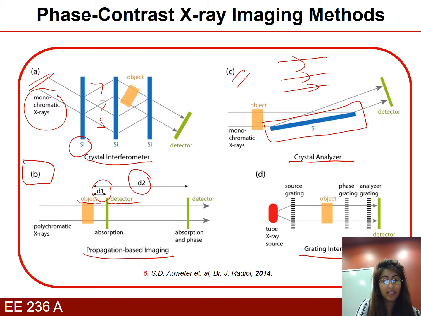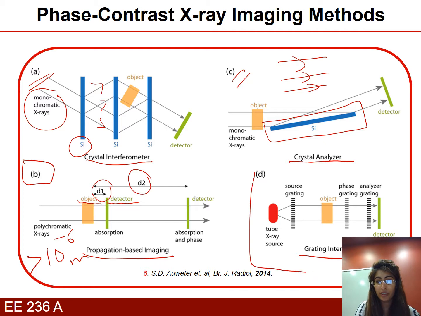However, it requires greater than 10 raised to the power minus 6 spatial coherence, which is only available through microfocus X-ray sources or synchrotron radiation. Thus, these requirements make the use of these three different techniques very difficult as an affordable and scalable technology for industrial applications. Today, I'm going to focus on grating interferometry as an alternative approach to detect phase shift and improve the image contrast in X-ray imaging.